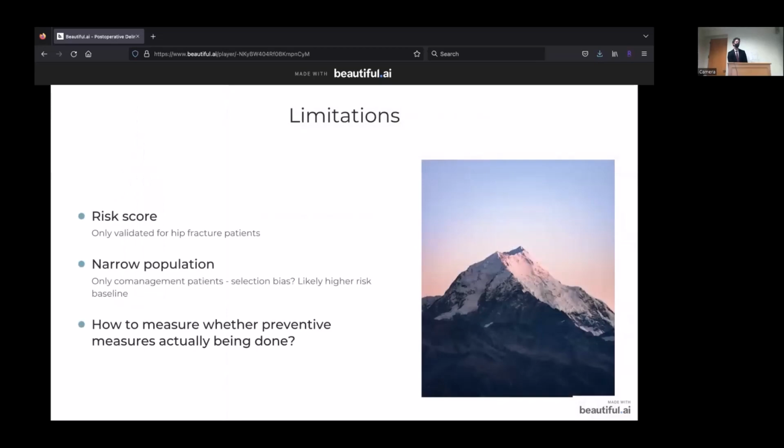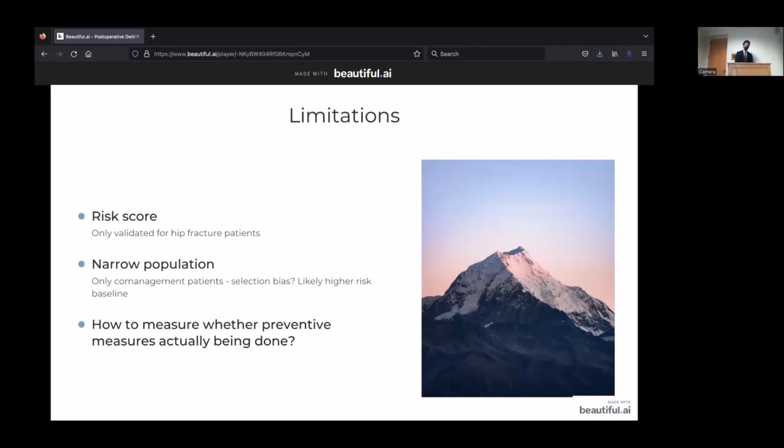Some limitations of this project. The risk score was only validated for hip fracture patients, so we are extrapolating it somewhat into a broader orthopedic population. However, we do think that most of these variables are relevant in a broader surgical context.